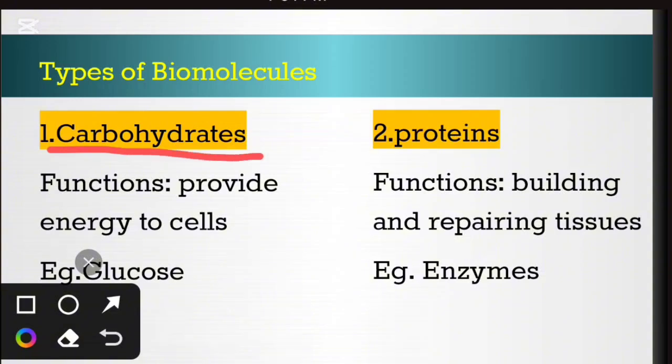Carbohydrates. The main function of carbohydrates is to provide energy to cells. The example of carbohydrates is glucose. Glucose is the best example.